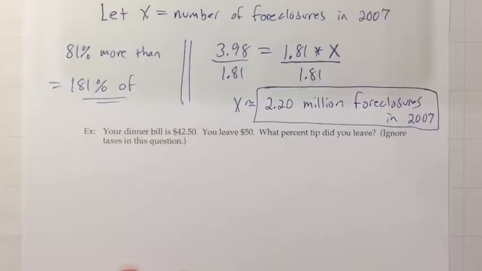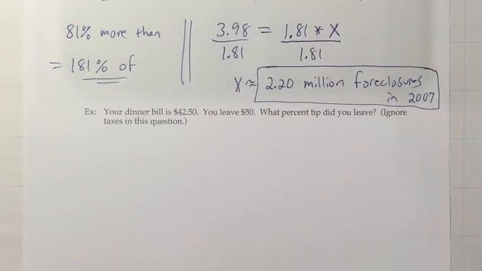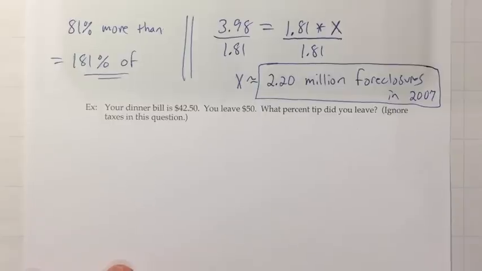Let's look at one more. Your dinner bill is $42.50, and you leave a $50, you just leave $50 on there and then you leave.